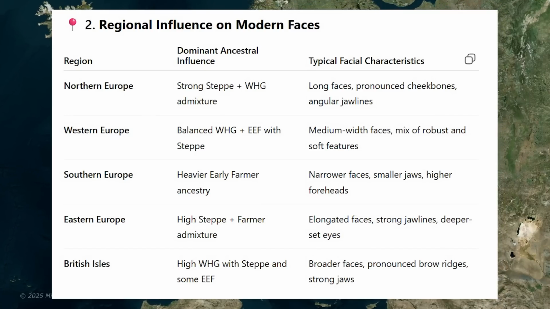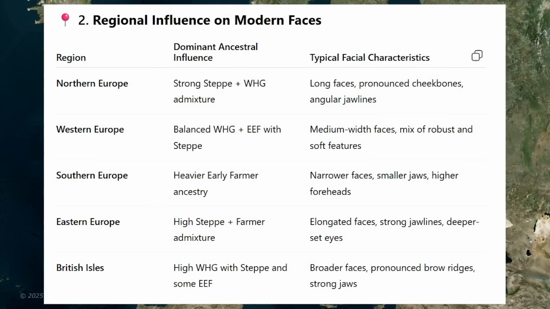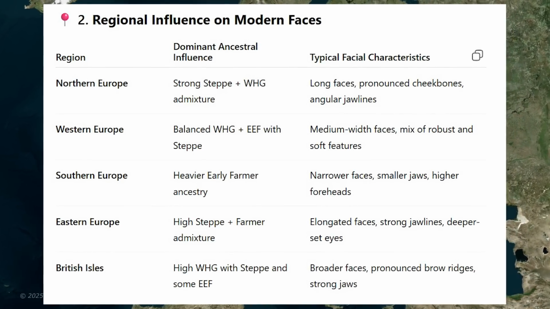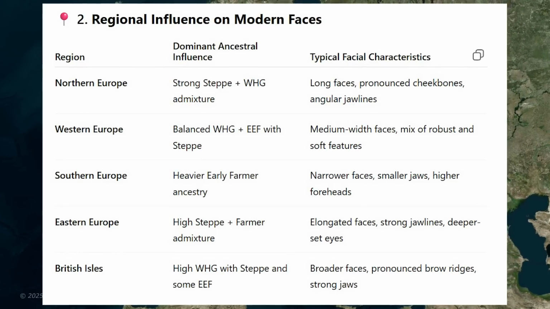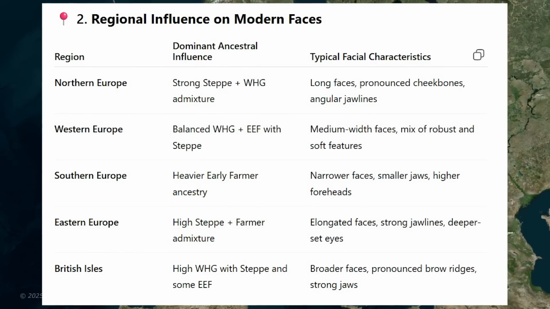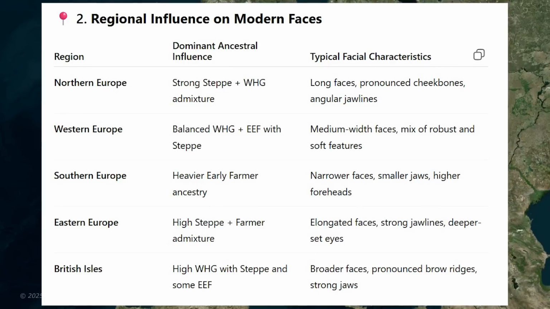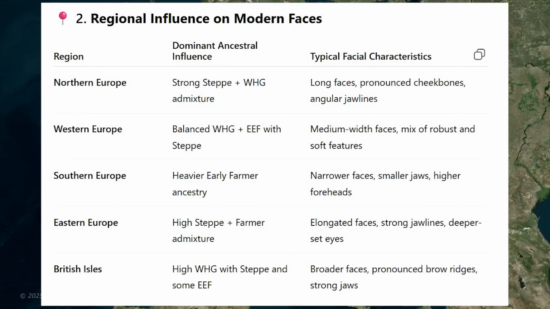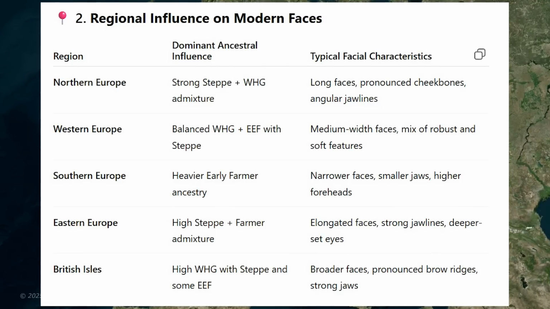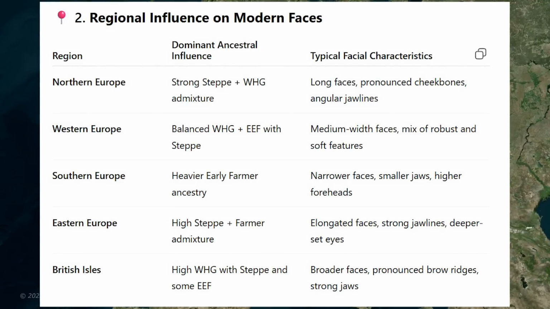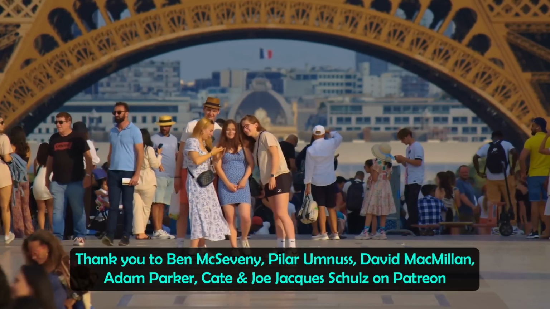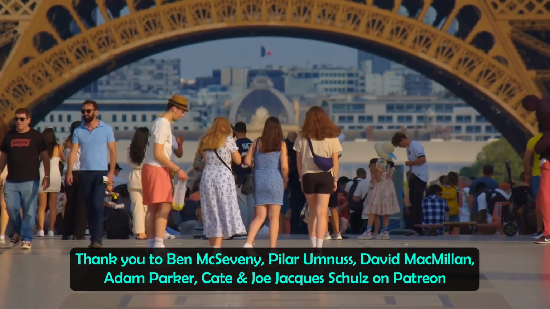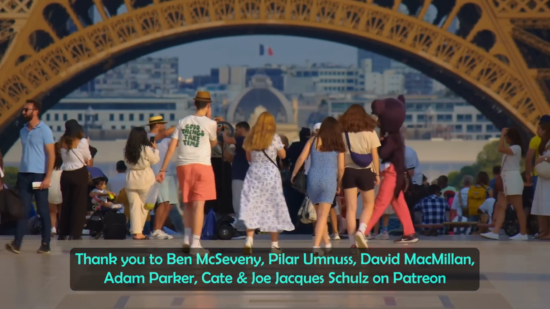If you look at this table, you can see the regional breakdown. Northern Europeans tend to be more of a mix of hunter-gatherer and steppe ancestry, leading to longer faces, pronounced cheekbones, and angular jaws. Southern Europeans tend to have more early European farmer ancestry, however, often leading to softer features in general, like narrower faces and smaller jaws. There is plenty of overlap as well, but these ancient peoples explain some of the variation we see today in modern faces across the European continent.